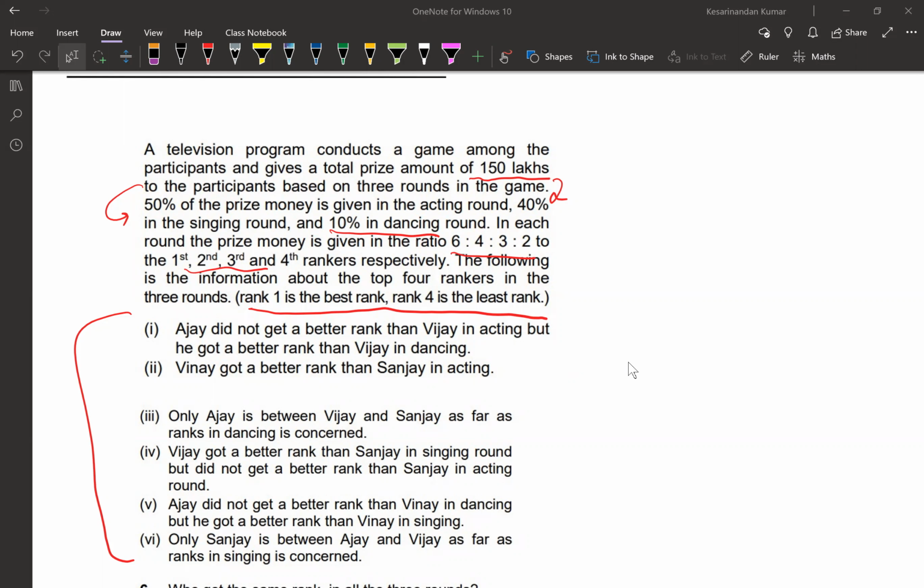Kesari, I have a doubt here. Yeah, go ahead. It is given that Vijay got a better rank than Ajay in acting, right? Yes. Ajay did not get a better rank than Vinay. Okay. Vijay, not Vinay. In the first statement, it's Vijay. Acha, okay. I thought you were telling the second one. Yeah. Vijay in acting. And there is also a statement that only Ajay is between Vijay and Sanjay. Okay, sorry. My bad. I considered that as acting.